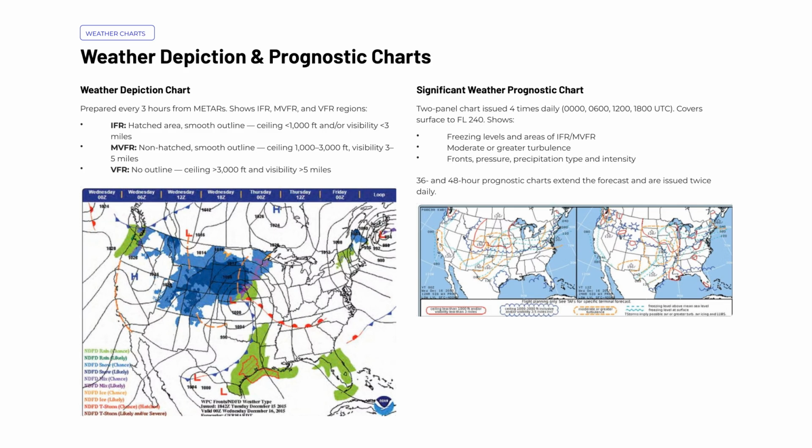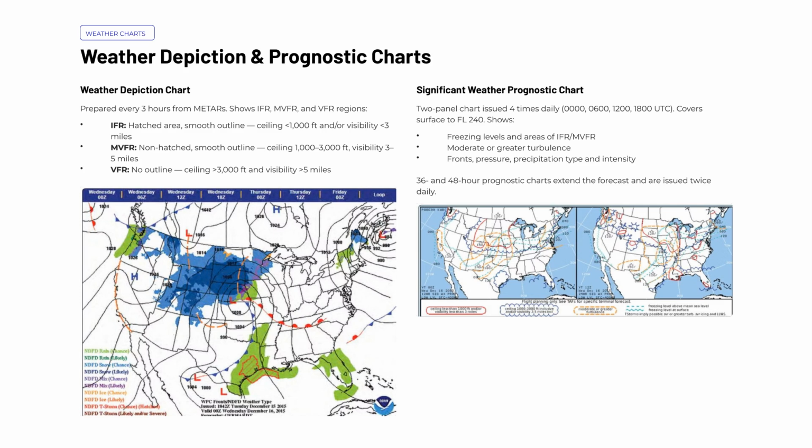The Significant Weather Prognostic Chart, or PROG chart, takes things a step further by forecasting what conditions are expected to look like. Issued 4 times daily at the standard UTC times, it covers airspace from the surface up to flight level 240. This 2-panel chart displays freezing levels, areas of IFR and MVFR, moderate or greater turbulence, frontal systems, pressure patterns, and precipitation type and intensity.